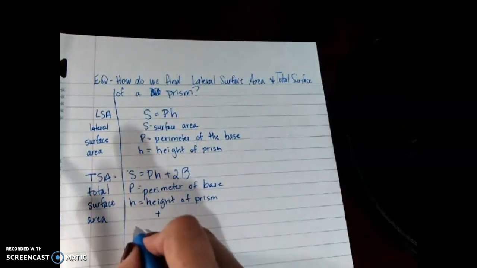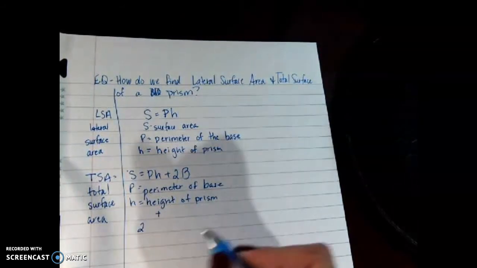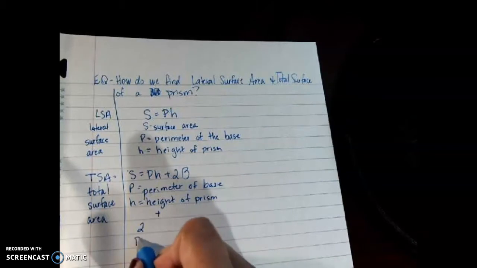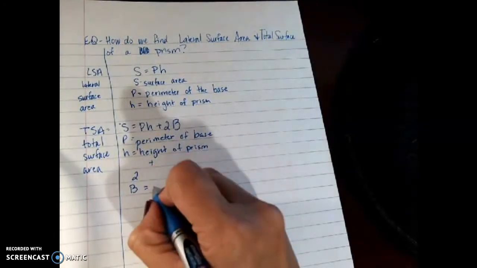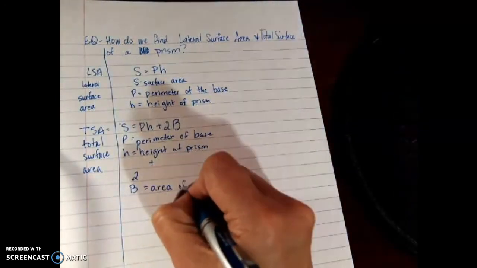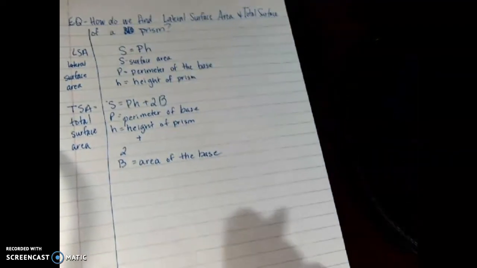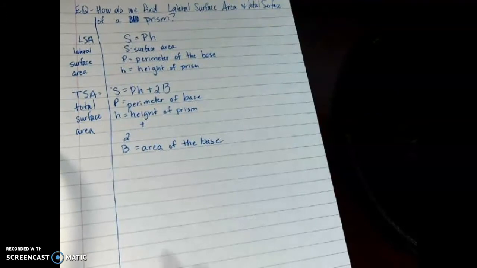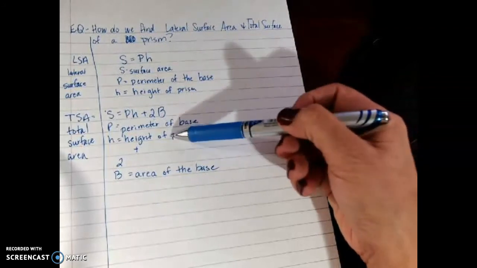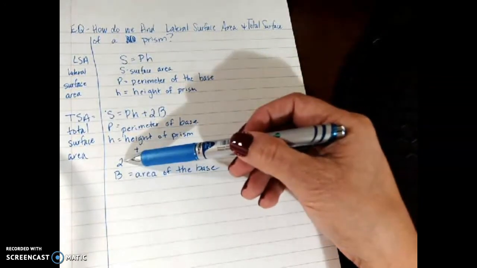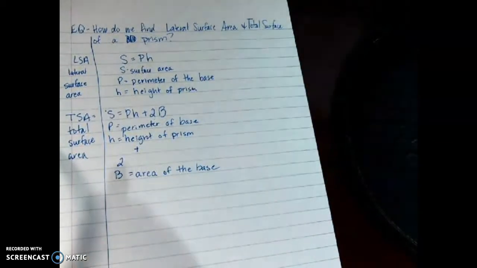Then we're going to add and then multiply this. So 2 stands for 2, and then big B, we talked about big B in volume. Big B stands for area of the base. So we're going to multiply the perimeter of the base times the height of the prism, then add it to 2 times the area of the base, and get our answer for total surface area.